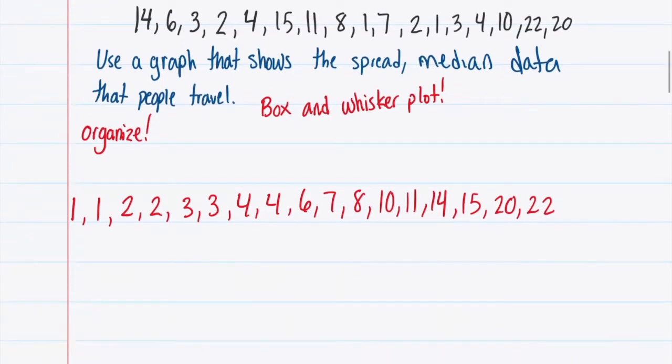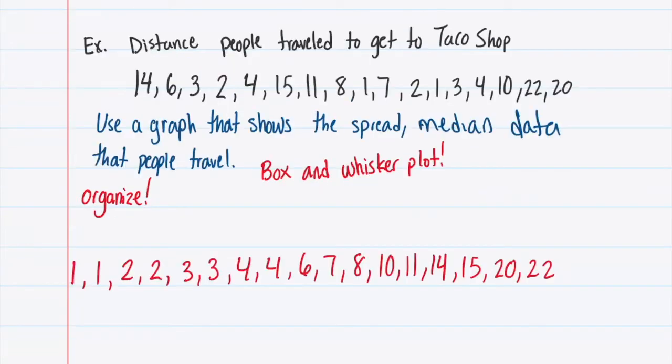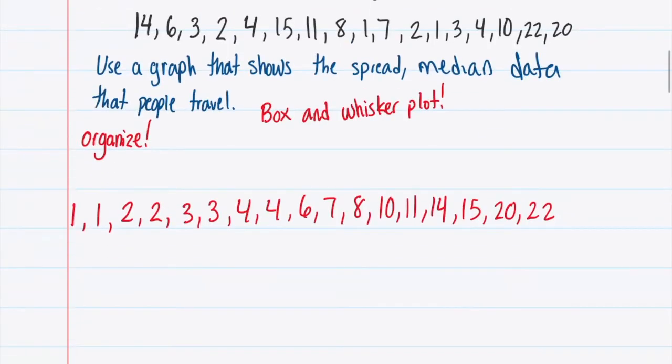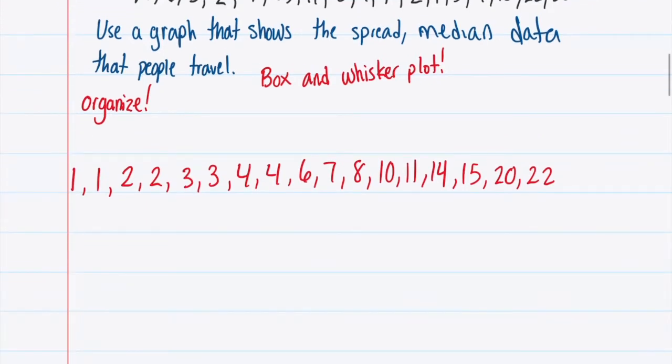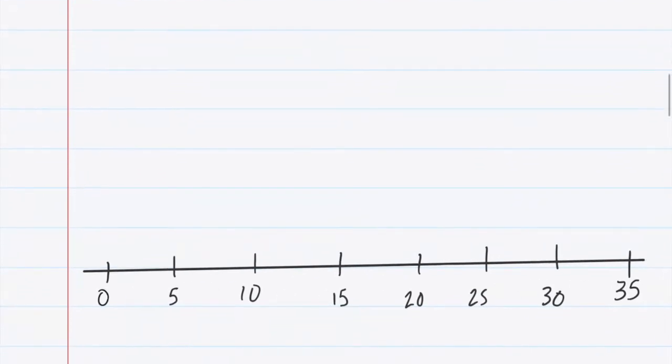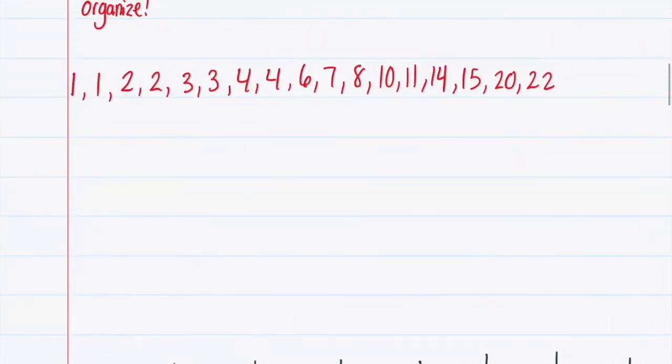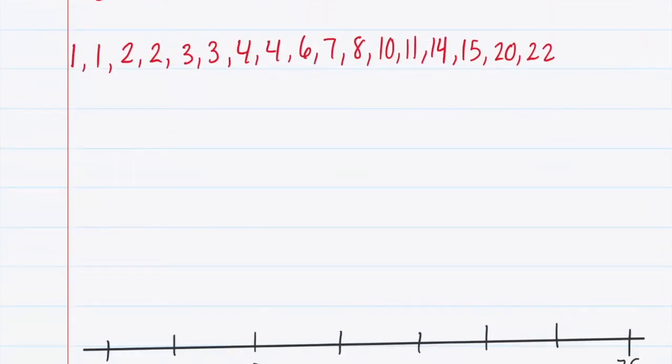So here is the information. It is important that we set it up in order, because that way it's easy for us to find all the information. So let's go ahead and start. We want to create our own box and whisker plot, which is right below us, already ready to begin. So before we begin, let's start with the easy part.